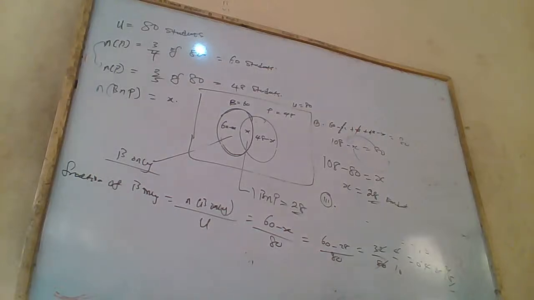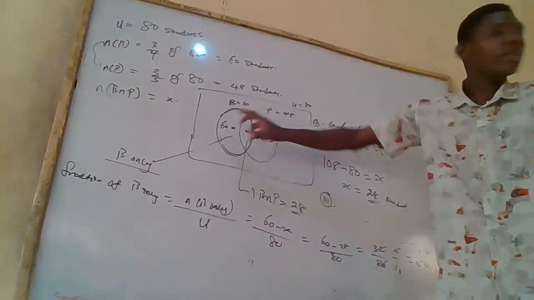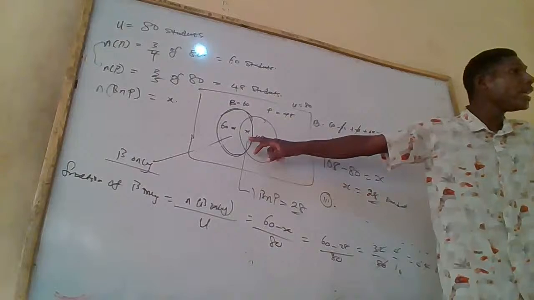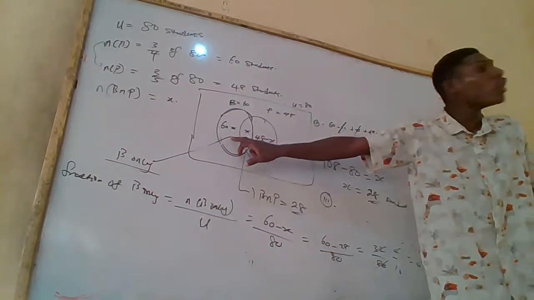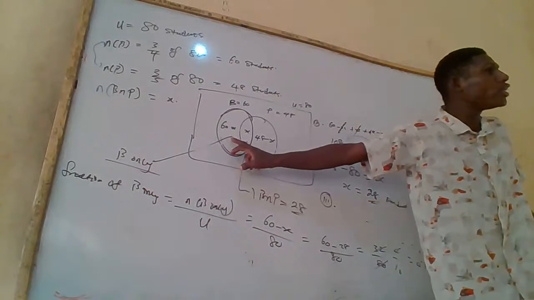No, B only. This is the region for B only. This region is for B and P, that is people that did biology and physics. But these are the people that did biology only. They did not do physics.